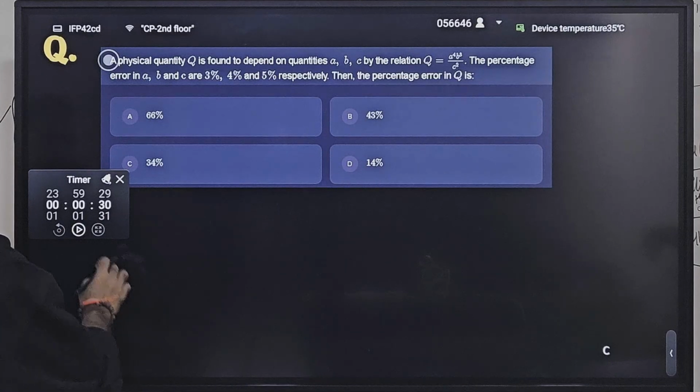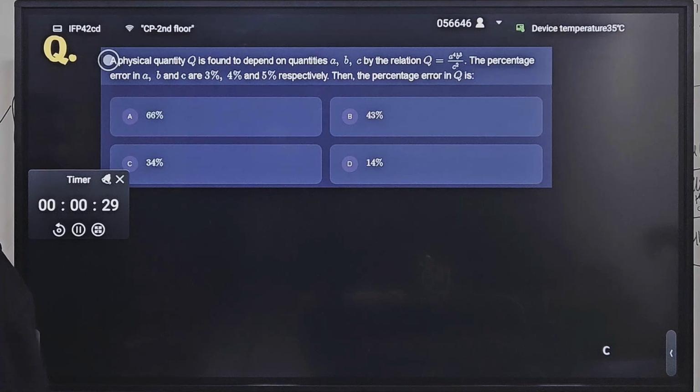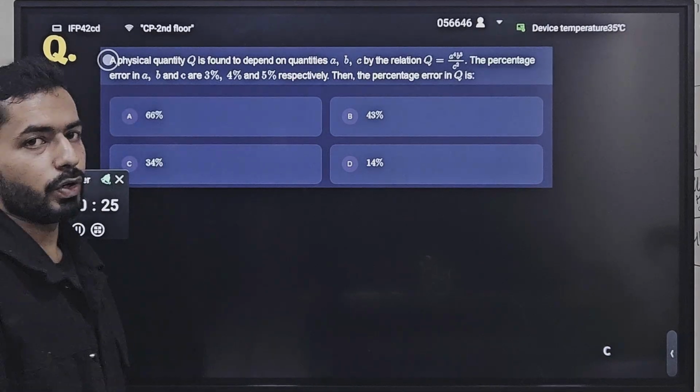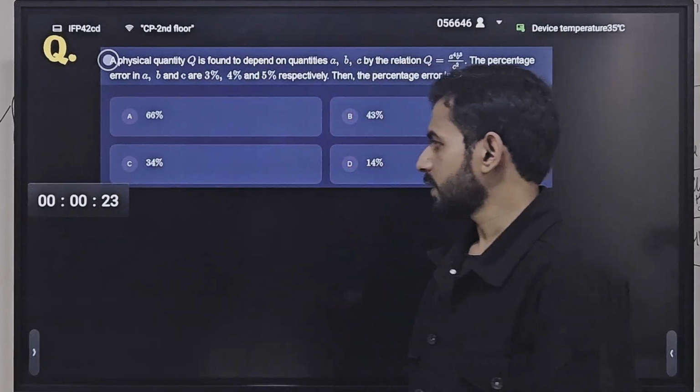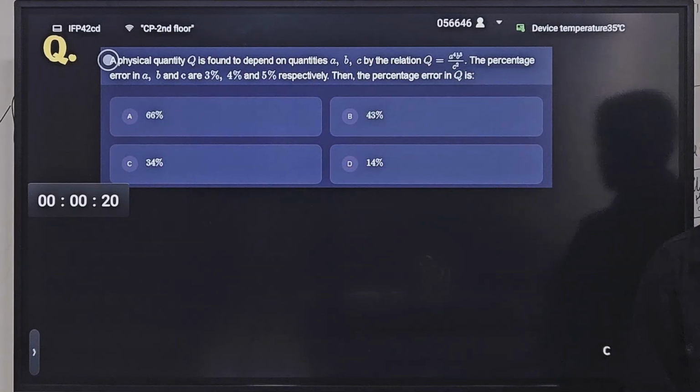Now solve this next question again. It is also a very easy question. I told you in the percentage error this kind of question. It was the same kind of question. Check it.